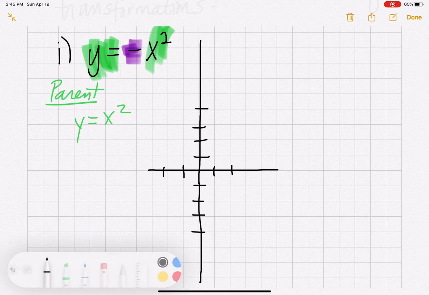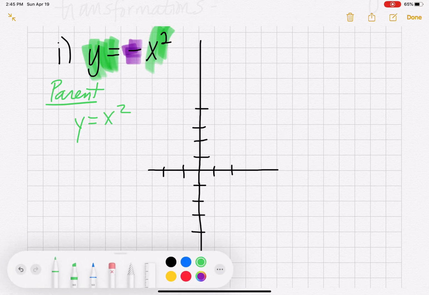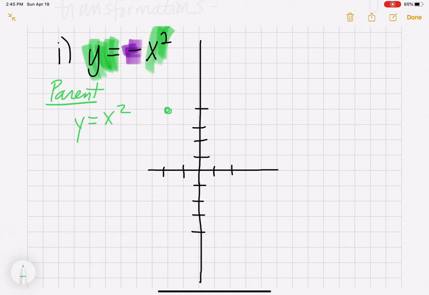So there are 5 key points we said you need to be familiar with on this graph, right? There's (-2, 4), (-1, 1), (0, 0), (1, 1), and (2, 4). So I want all of those 5 key points graphed nicely.